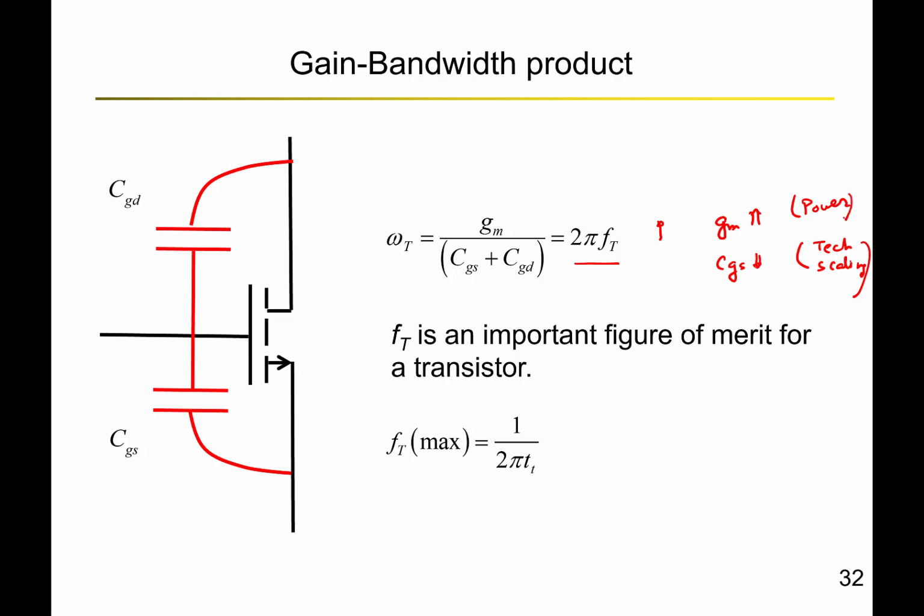But what is the limit to this omega t? It can be written that ft max is 1 over 2 pi tau t, where this transit time is effectively the time an electron takes to transit from the input to the output, and can be given by the length of the channel divided by the average velocity, which we have looked at in the class before. Okay, so that's the maximum ft that we can get out of a transistor.